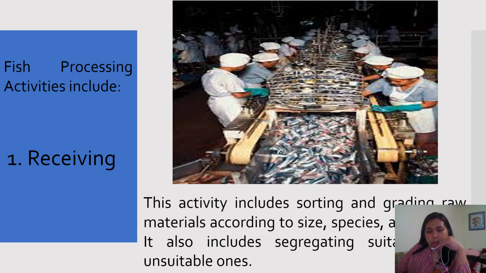So this activity includes sorting and grading raw materials according to size, species, and quality. It also includes segregating suitable from unsuitable ones. So I said earlier, they sort it first according to size and species, so whatever kind of fish it is, those should be together. Those are the suitable and unsuitable ones. Some of them got spoiled along the way.